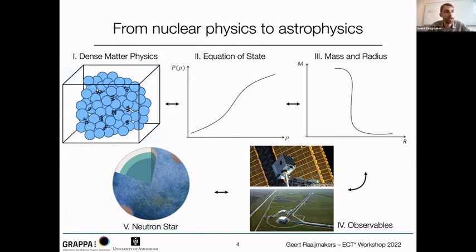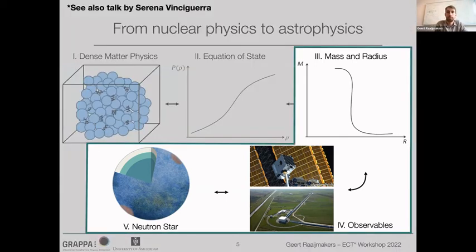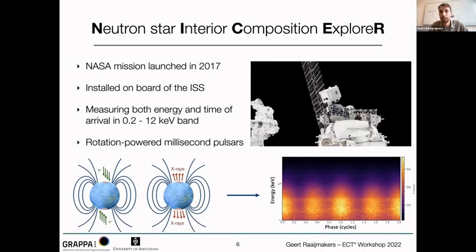And these are things that we can actually observe with things like NICER, and, I believe this is the Virgo detector, gravitational wave detectors. And I'll talk a little bit about this process of how we get the mass and radius in the context of NICER. So we've heard a little bit about this, I think, on Monday, also from Serena.